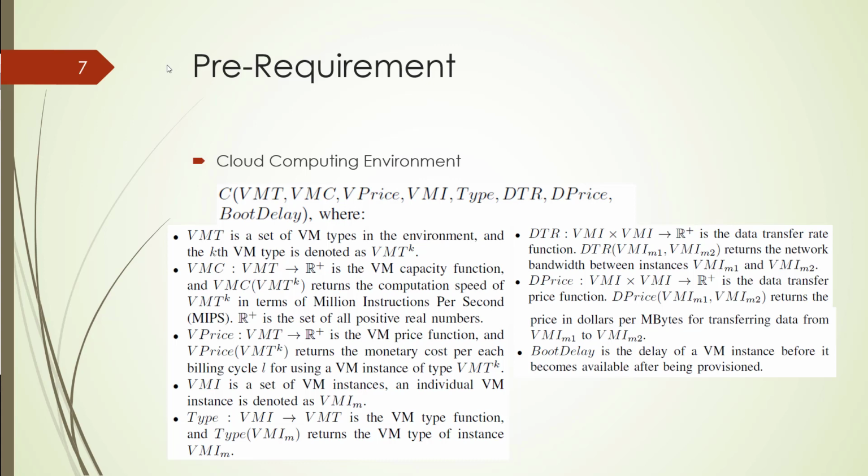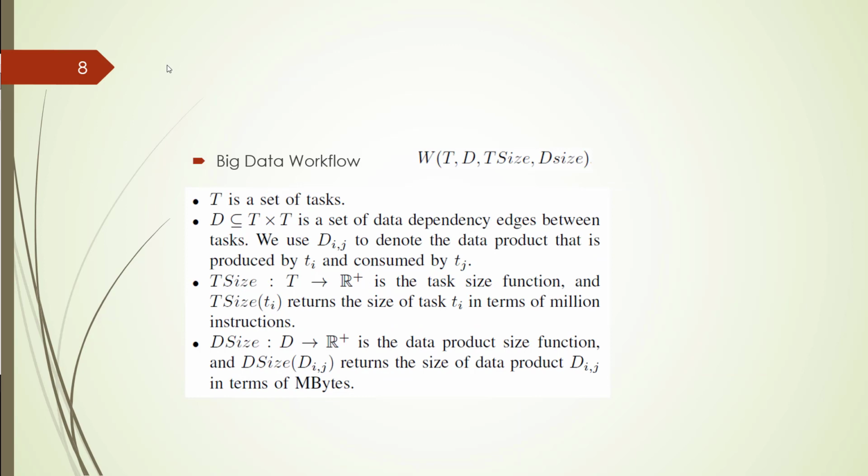The D price is the data transfer price function, a function from the Cartesian product of the virtual machine instances to R plus. The D price returns the price in dollars per megabyte for transferring data from virtual machine instance M1 to virtual machine instance M2. And finally, the boot delay, the last parameter of a cloud computing environment, is the delay for a virtual machine instance before it becomes available after being provisioned.